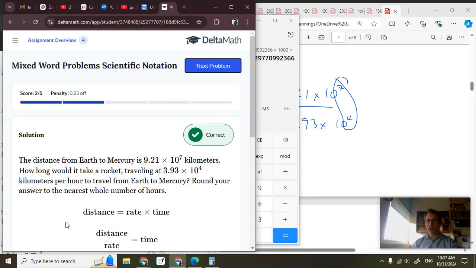And that's how these go. Okay, you have to read them, you have to interpret what operation you're doing with the scientific notation, then do that operation. Okay, I hope that helps.